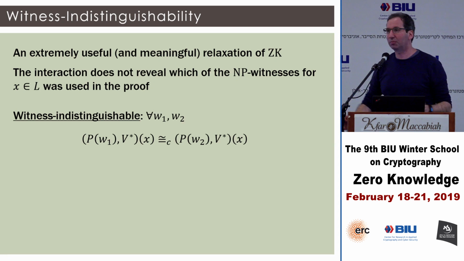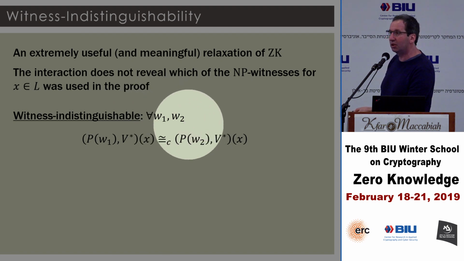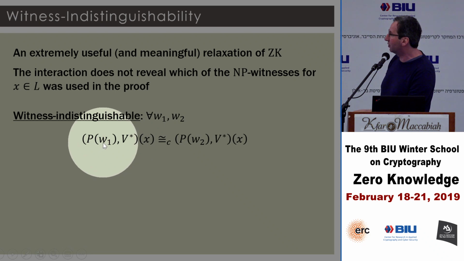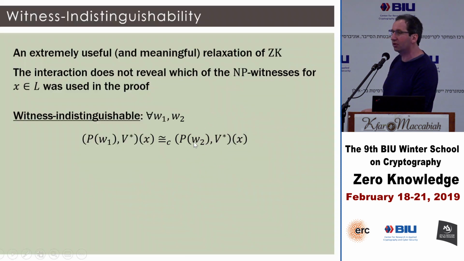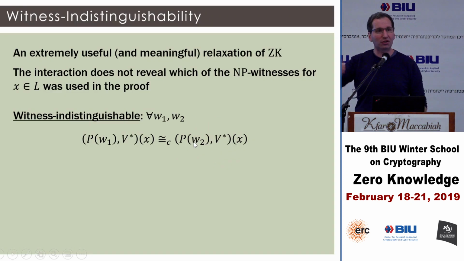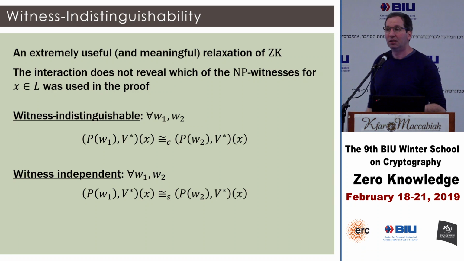So witness indistinguishability says, at a high level, we'll define it formally in the next slide, for any two possible witnesses, NP witnesses, for any two possible proofs for the NP statement, the transcript when the prover uses W1 to prove is computationally indistinguishable from the transcript when the prover uses W2. The interaction does not reveal which of the two witnesses was used, even if the witnesses are known, by the way. Remember, we were talking about this when we were talking about commitment.